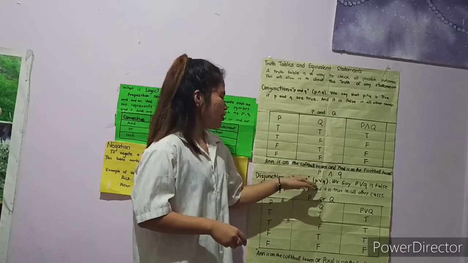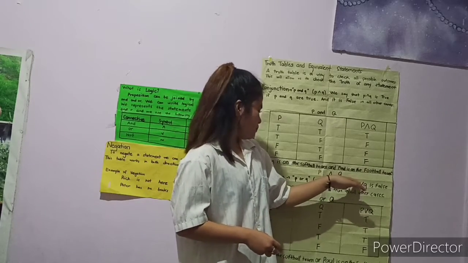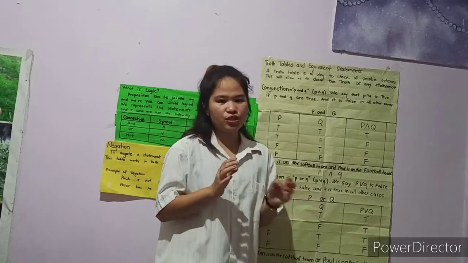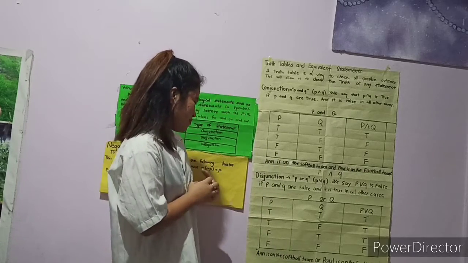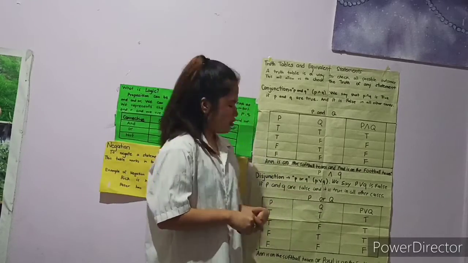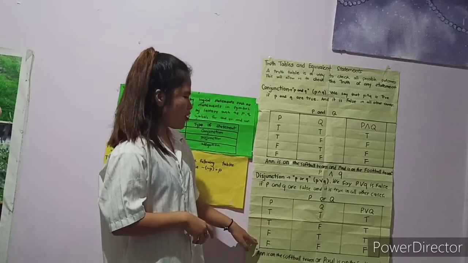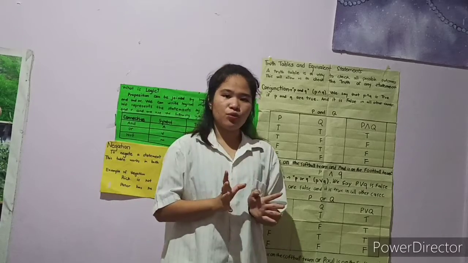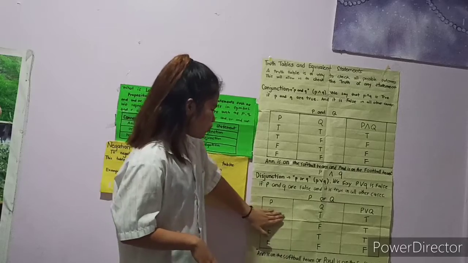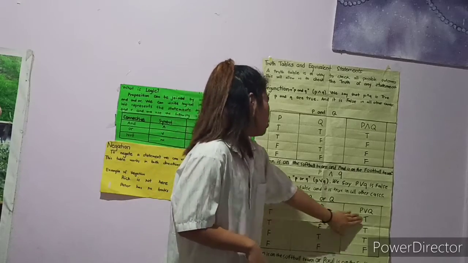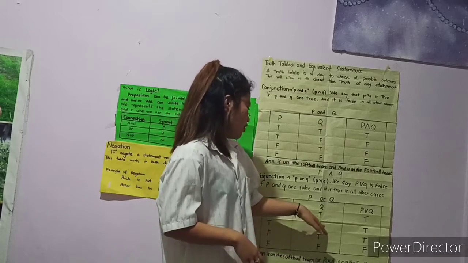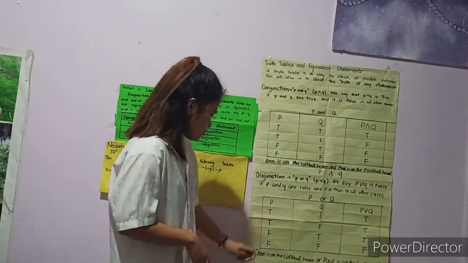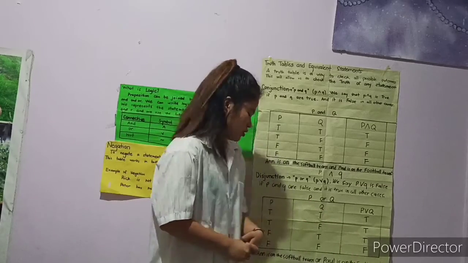Disjunction, P or Q. We say that P or Q is false if P and Q are both false, and it is true in all other cases. This table shows that when P and Q are false, it is false, and it is true in all other cases. We have true and true becomes true. True and false becomes true. False and true becomes true. And false and false becomes false.